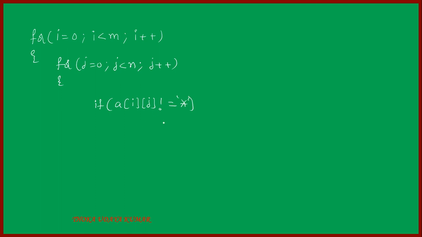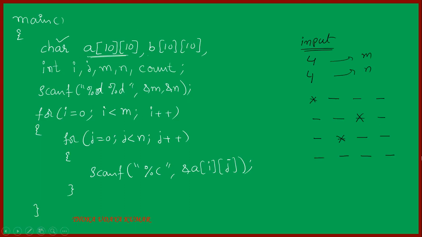Star is a character, so we have to put it in single quotation. Okay, so I am writing it: if a of ij is not equal to star, then what will I do? I will count the sides. See, let me check it. How many sides are there for each one? For this, 1, 2, 3, 4, 5, 6, 7, 8. So 8 cells adjacent to this will be verified.